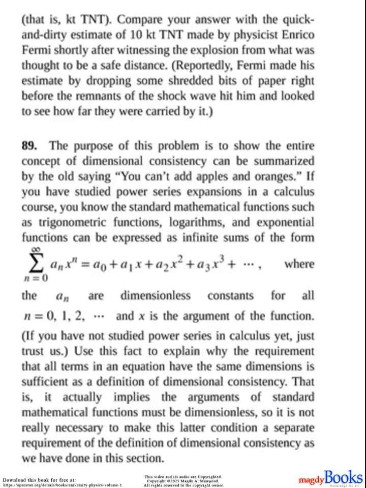Use this fact to explain why the requirement that all terms in an equation have the same dimensions is sufficient as a definition of dimensional consistency. That is, it actually implies the arguments of standard mathematical functions must be dimensionless, so it is not really necessary to make this latter condition a separate requirement of the definition of dimensional consistency as we have done in this section.